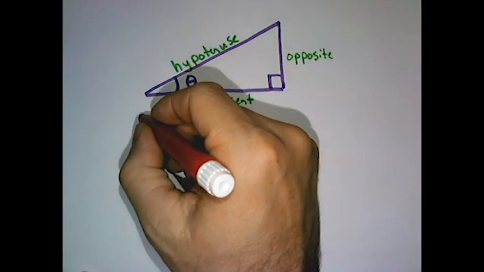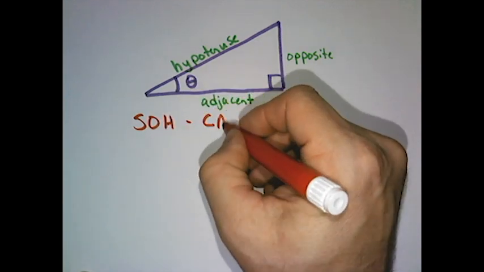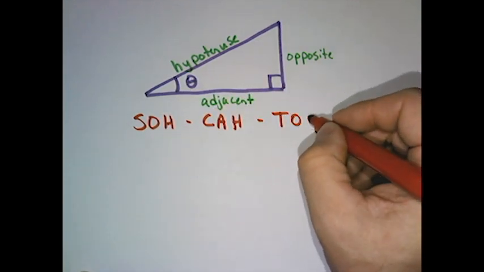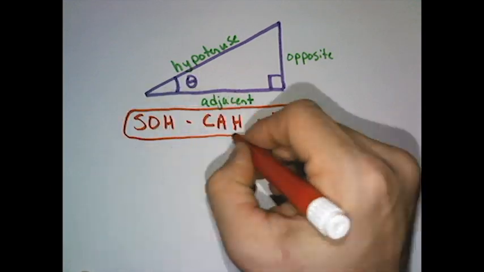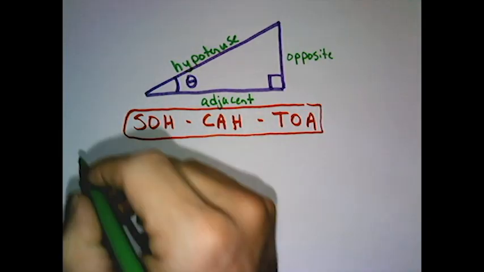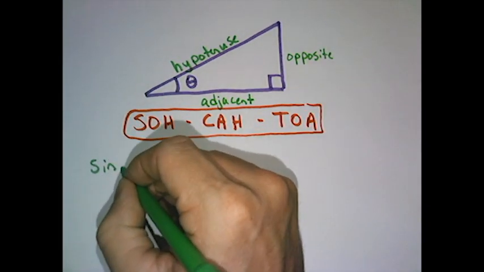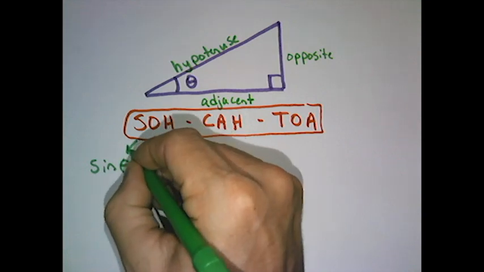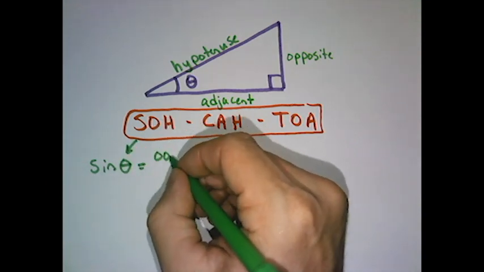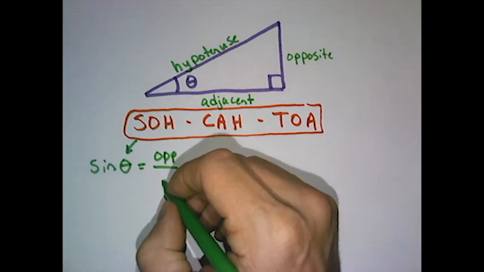And perhaps you've seen this mnemonic device before, SOHCAHTOA. It reminds me of what these three trig functions are in terms of the ratio of sides. So the definition of the sine of theta is the opposite side of the triangle divided by the hypotenuse. So sine theta, there should be a button on your calculator, will relate these two sides.